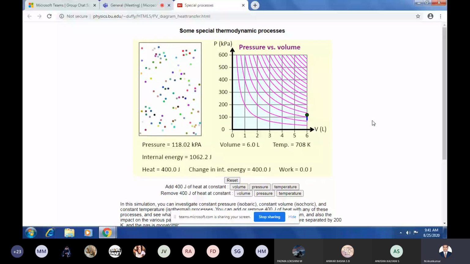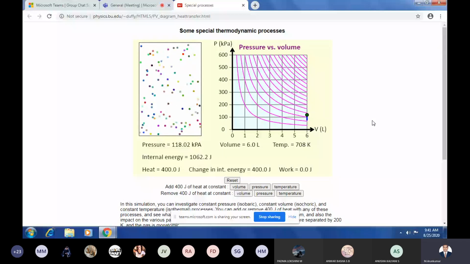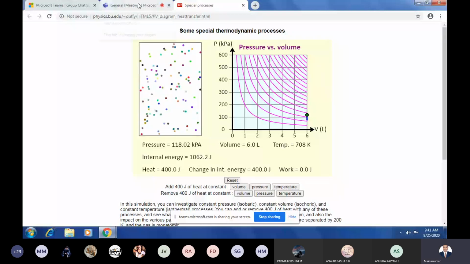So students, just go through this graphical representation on this page, physics.bu.edu. I was connected with that PPT.